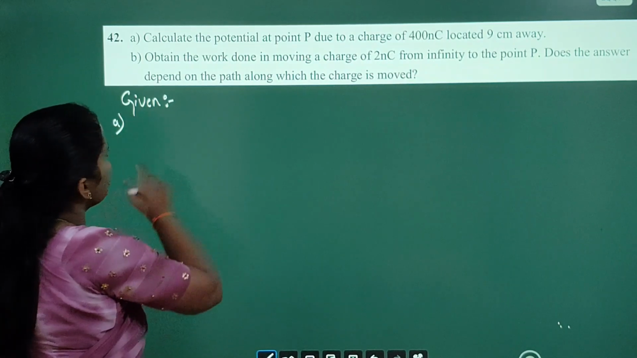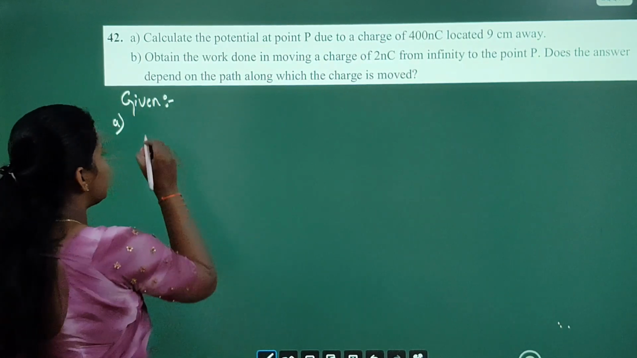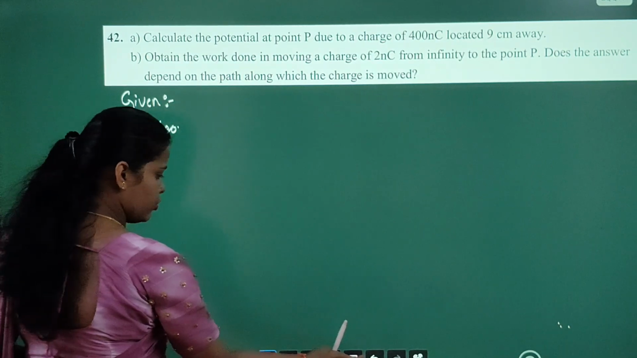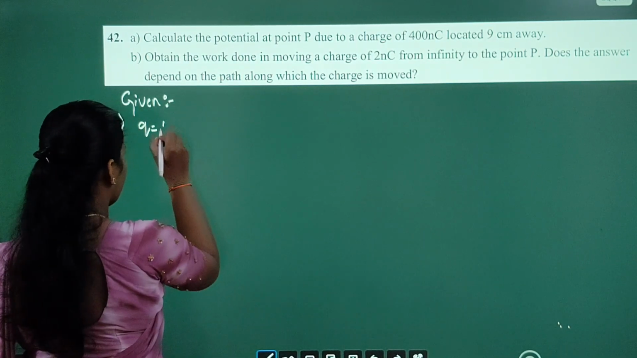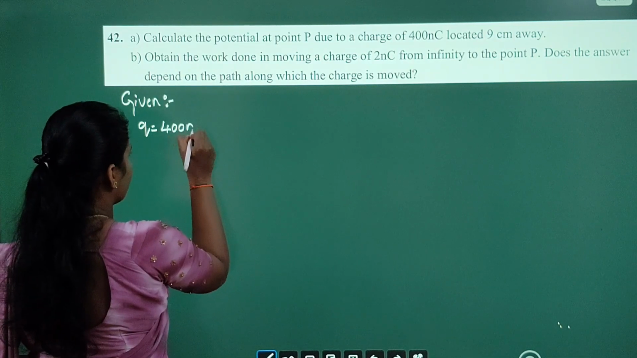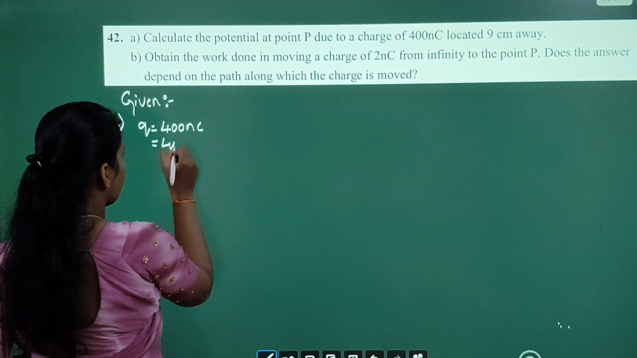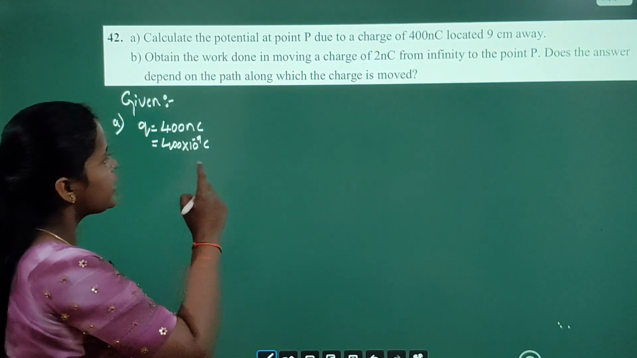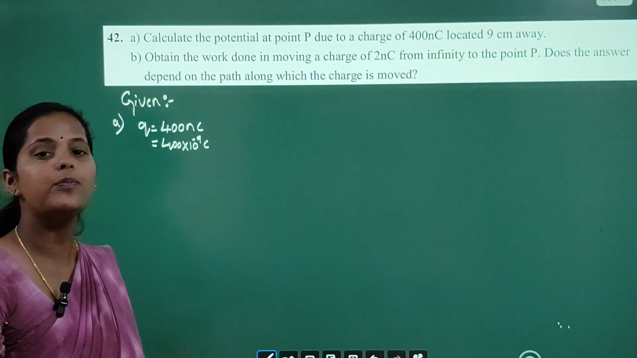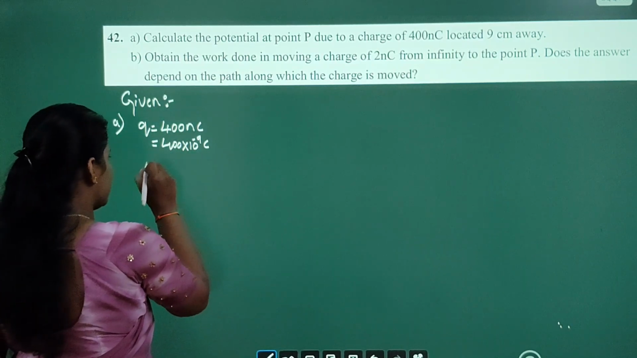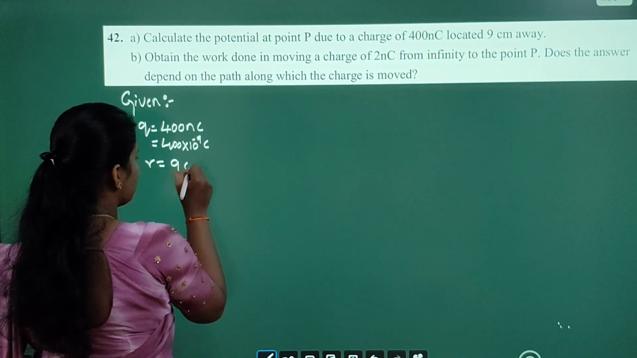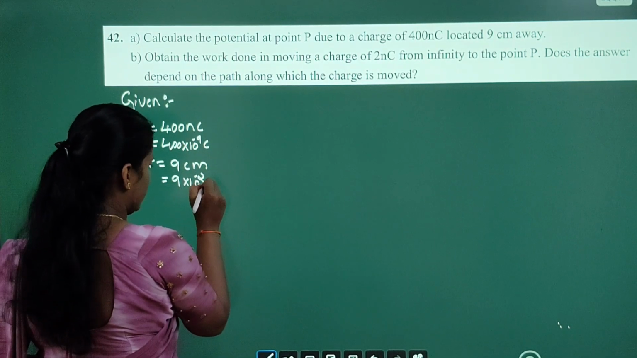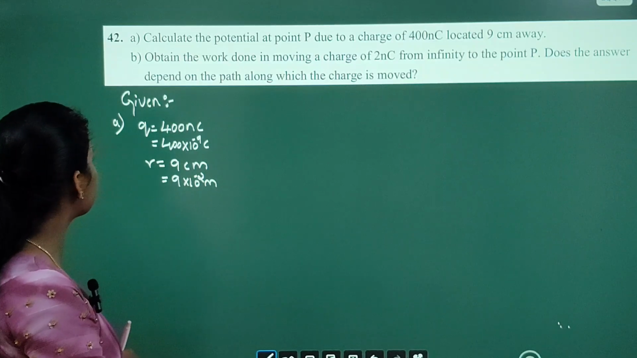So, part A, potential at point P. The charge Q is equal to 400 nanocoulomb. Nanocoulomb is nothing but 400 into 10 to the power of minus 9 coulomb. The next given: point P is located 9 cm away, which is the distance. So, R is equal to 9 cm, that is 9 into 10 to the power of minus 2 meter. These are the given values for the first sub-question.